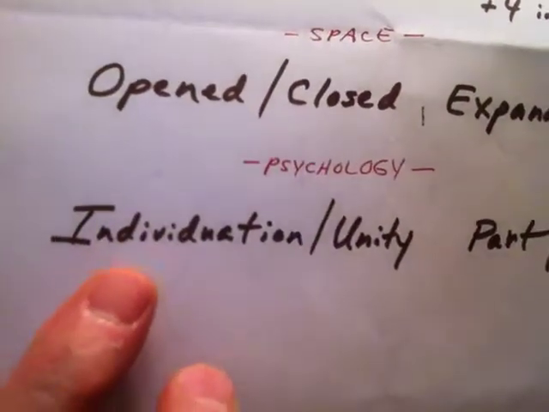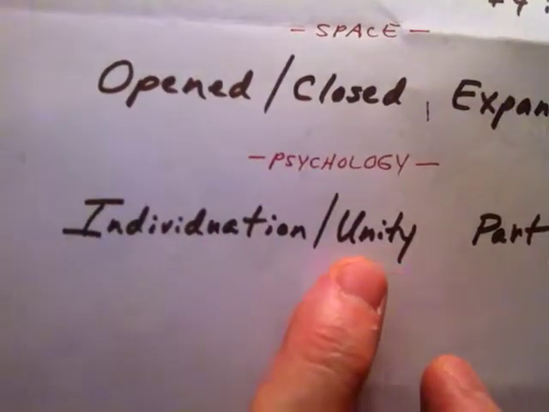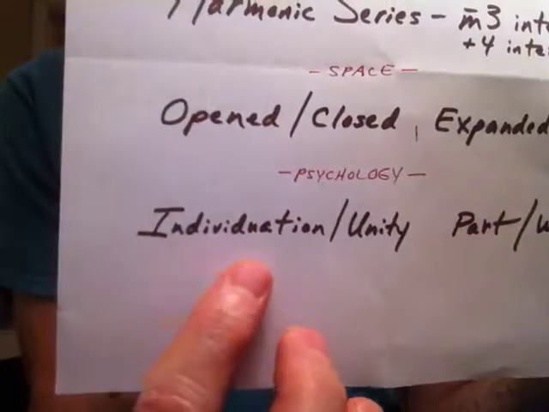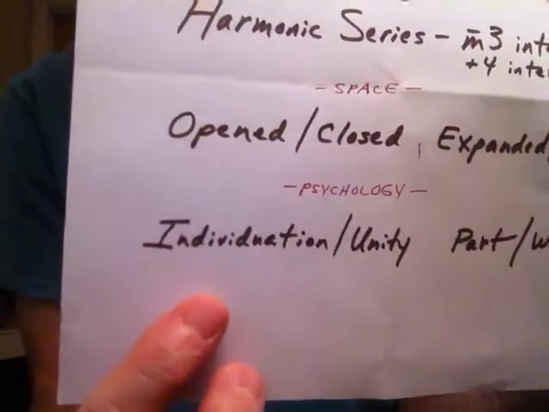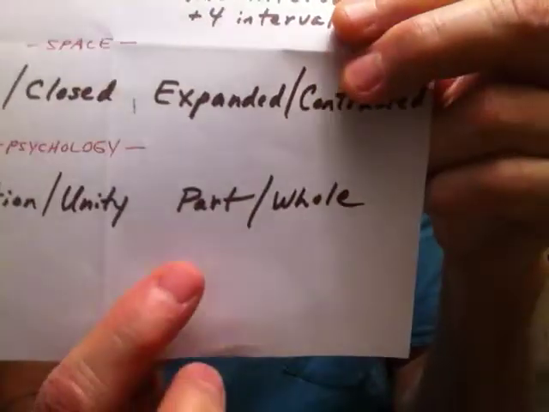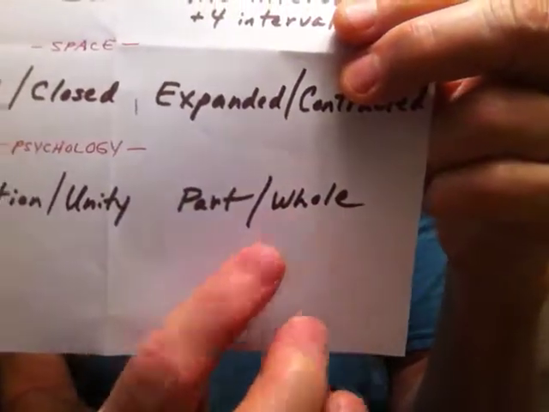Psychologically, you have individuation, and then you have unity. I'm going through this process because I'm basically a follower, a disciple of Carl Jung. This is Carl Jung, right? And we have to consider the part and the whole.